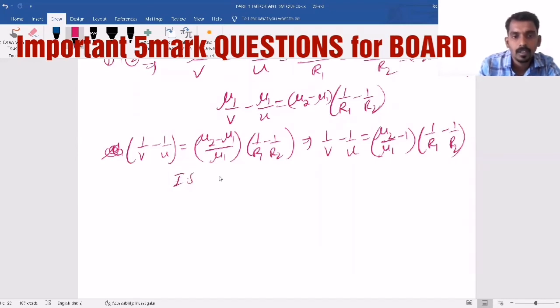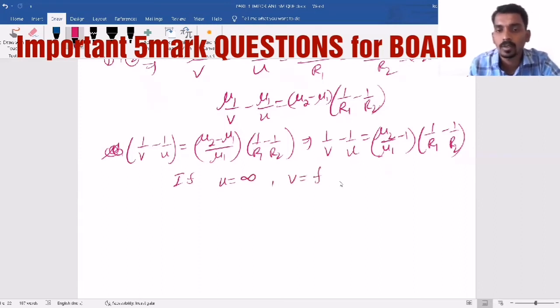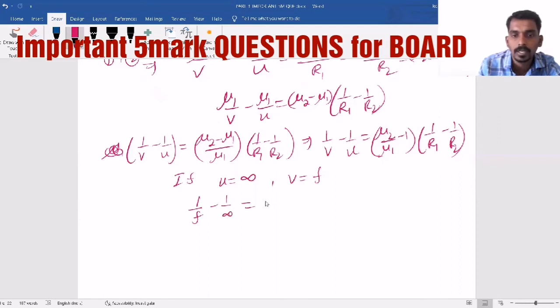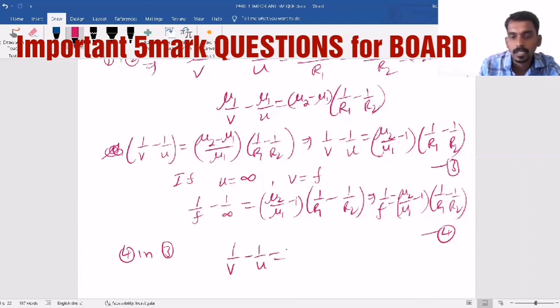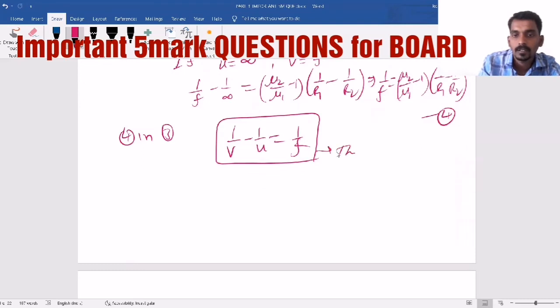So here if the object is at infinity, then the image forms at the focus, that is, the image distance is equal to the focal length. So using that, when you apply 1 by f minus 1 by infinity equal to (mu2 by mu1 minus 1) into (1 by r1 minus 1 by r2), implies 1 by f equal to (mu2 by mu1 minus 1) times (1 by r1 minus 1 by r2). Now consider this is equation 3, this is equation 4. Now if you substitute 4 in 3, on the left side 1 by v minus 1 by u, on the right side in place of this I can write 1 by f. So that this is called Lensmaker's formula.